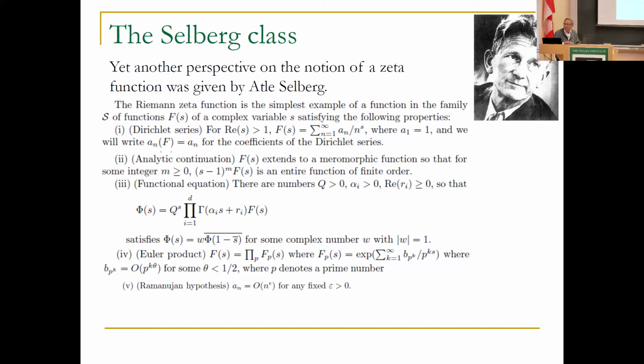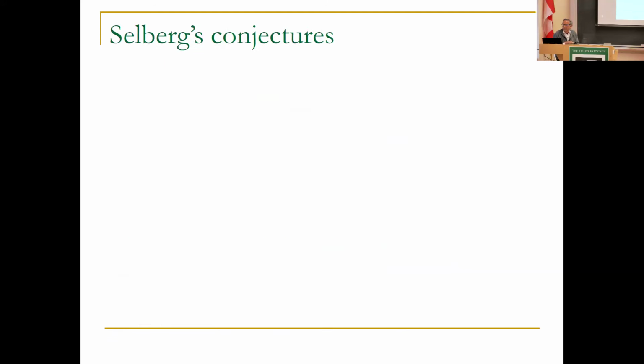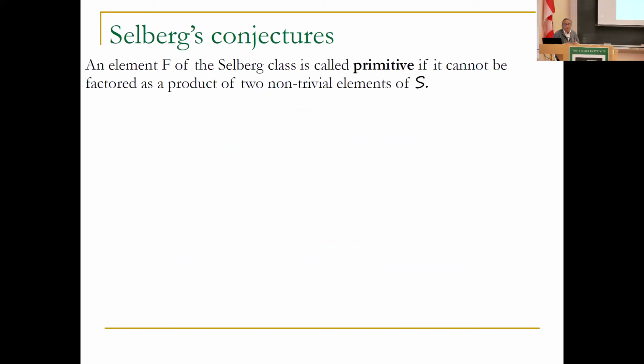And then he has basically said that this class of series has some properties that you can identify. Some sort of unique factorization theorem should hold for this class of functions. In other words, he introduced the concept of a primitive function as being a Dirichlet series which is an element in this class, which cannot be written as a product of two elements in the class with smaller degree. And that's what's called a primitive function.